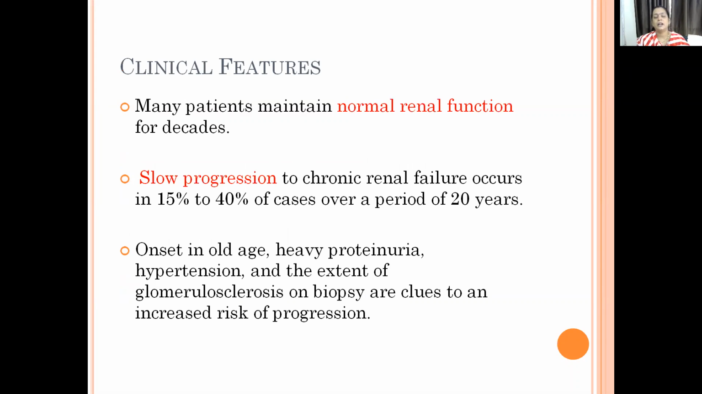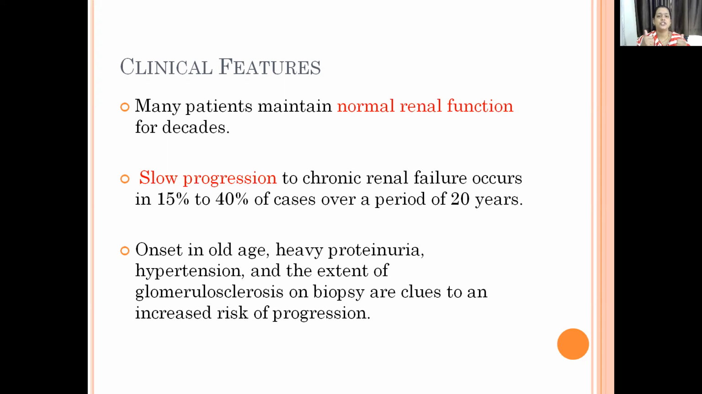So what is the clinical feature? They maintain the renal function for decades together. The progression to chronic renal failure is very, very slow. I have a very close friend of mine who has this IgA nephropathy, diagnosed almost 15 years back. Still, they're having a good renal function. Eventually, not the best of the renal function, but at least it hasn't even progressed to end stage renal disease.